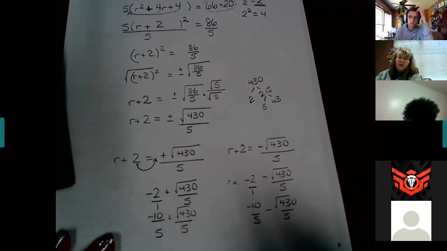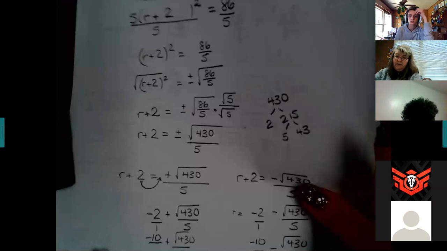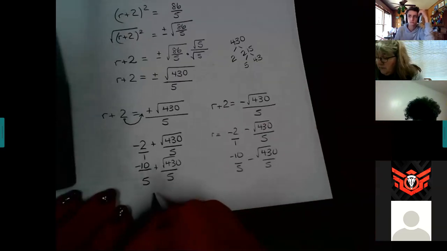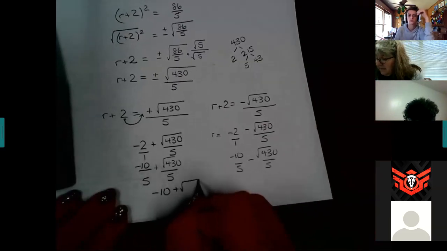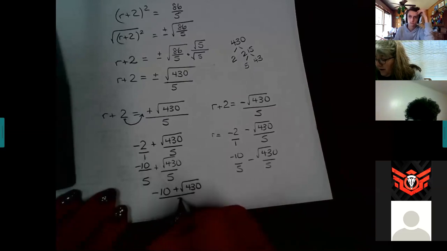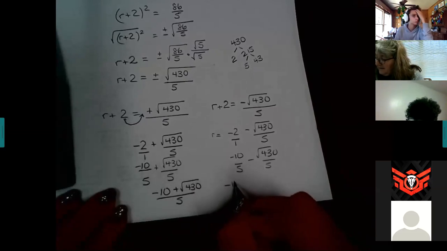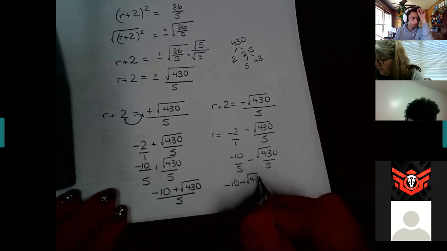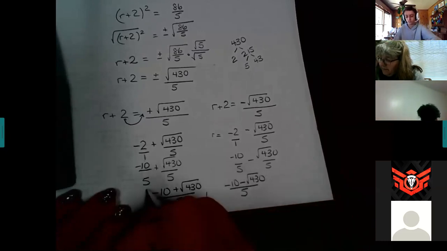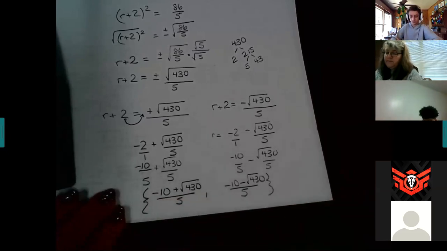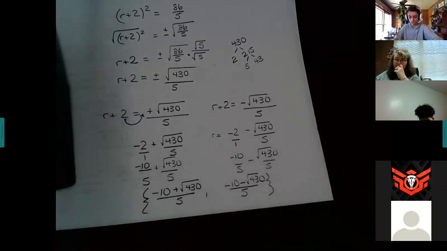Now, once you've got two pieces with the same denominator, you bring them together. So here's my final answer. -10 plus the square root of 430 over 5, -10 minus the square root of 430 over 5, comma, doodles around them. Okay? Questions about that?